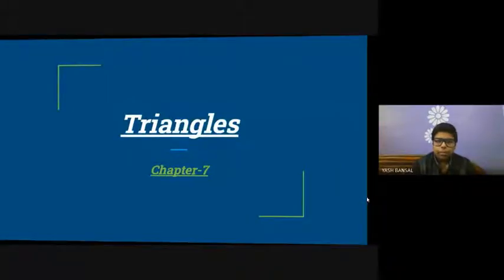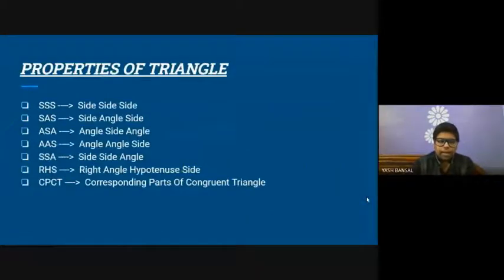First, understand the properties of triangles. SAS: side angle side. ASA: angle side angle. AAS: angle angle side. SSA: side side angle. RHS: right angle hypotenuse side. CPCT: corresponding parts of congruent triangles.